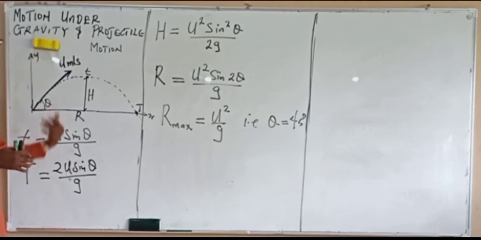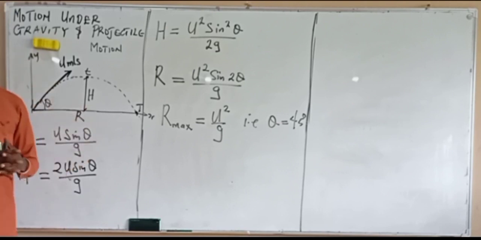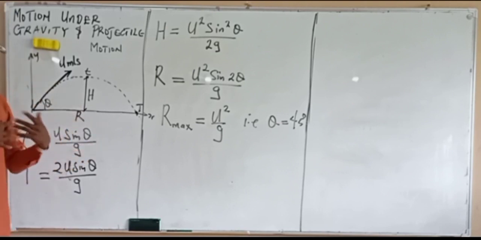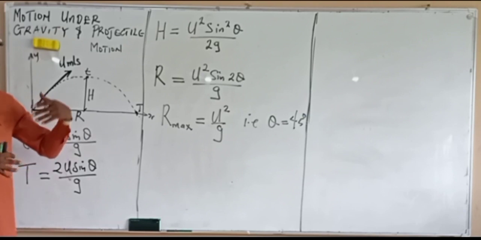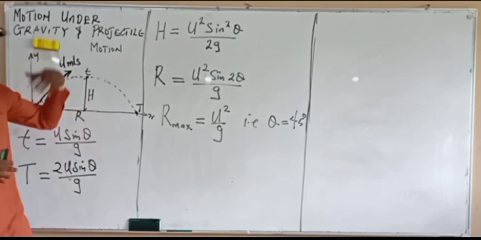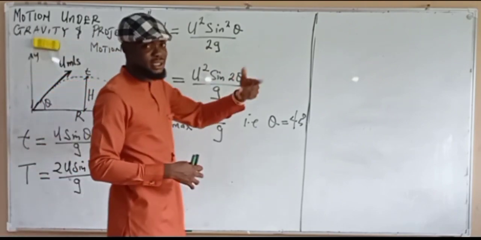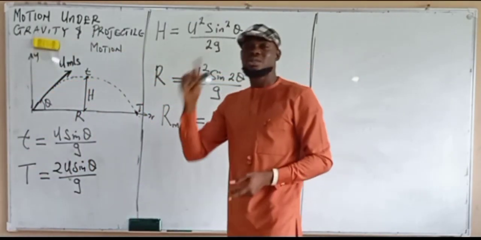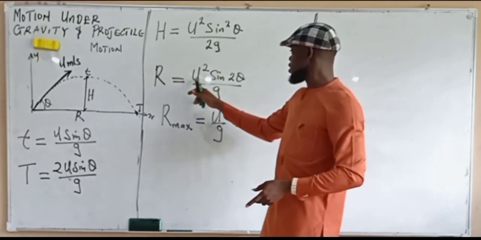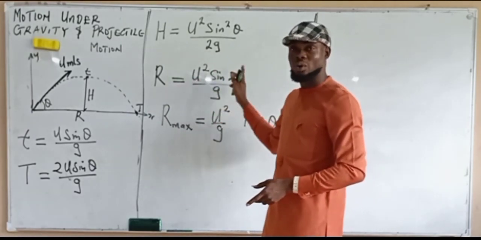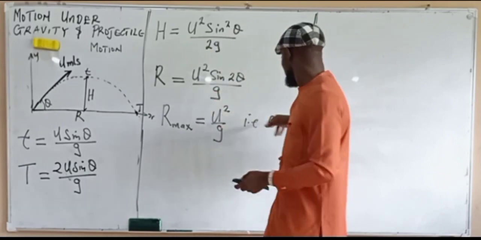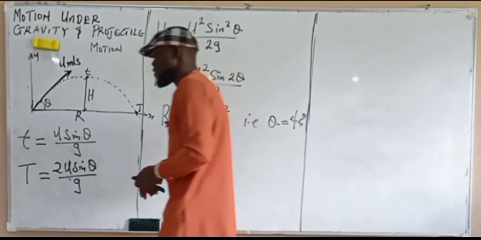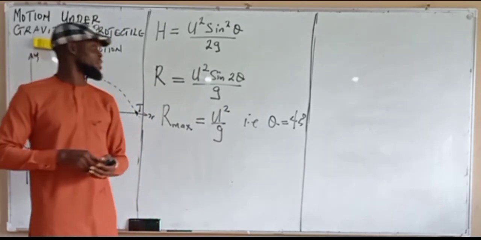You can try it. Take theta as values, let's say 0 degree, 10 degree, 20 degree, 30 degree, 40 degree, 45 degree. Then use a constant velocity. Ensure your velocity is constant for all. Check the one that will give you the highest range. The highest range will come when theta is 45 degrees. So take note of that, very, very important.